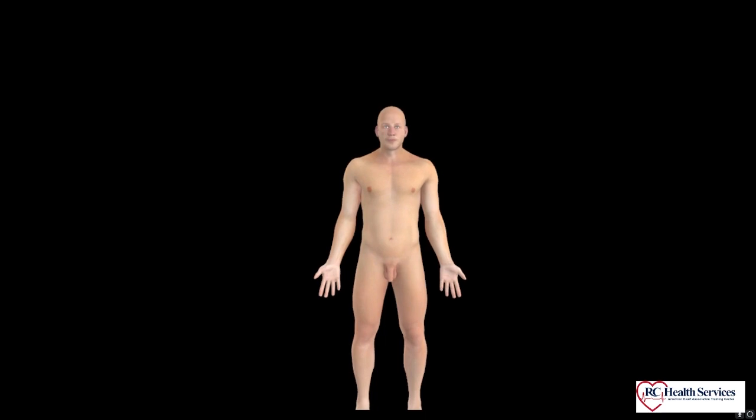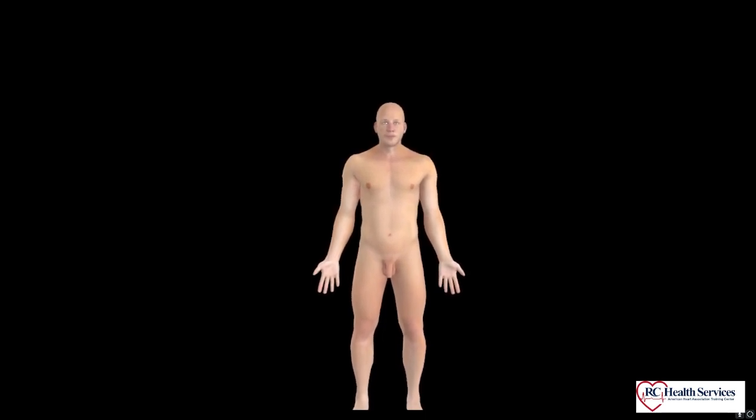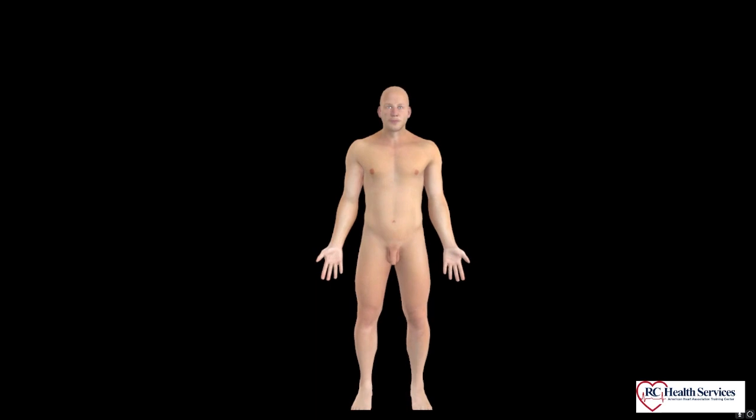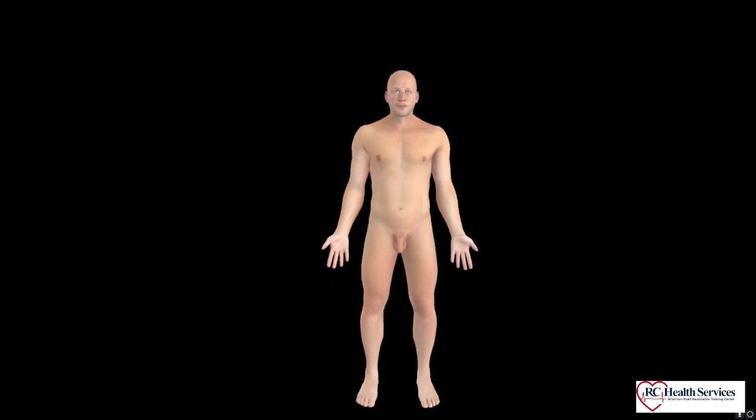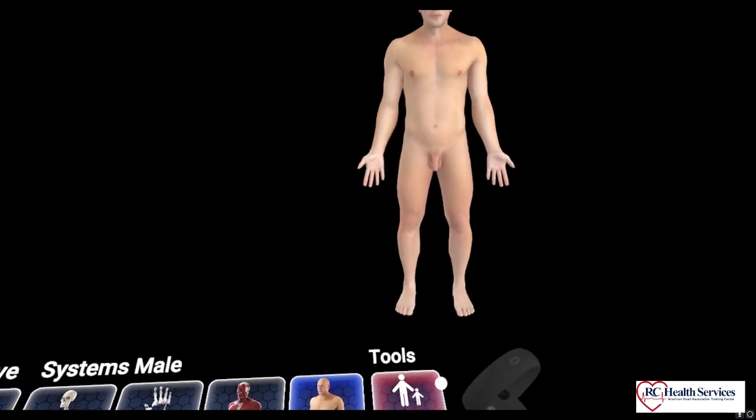You may also be asked questions about body planes or anatomical planes of the body. These are basically going to be cross sections of the body to differentiate between one side or the other.